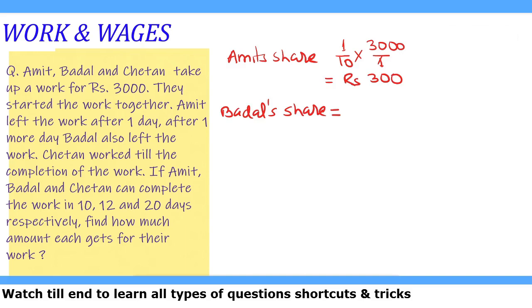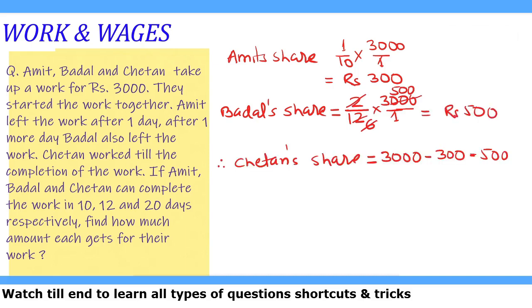Badal does the work for 2 days. So his 2-day work equal to 2 upon 12, as he is able to complete the work in 12 days. So his 2-day work will be equal to 2 upon 12 multiplied by 3000. 2 cancels 12 for 6 times and 6 divides 3000 for 500 times. So this is equal to rupees 500.